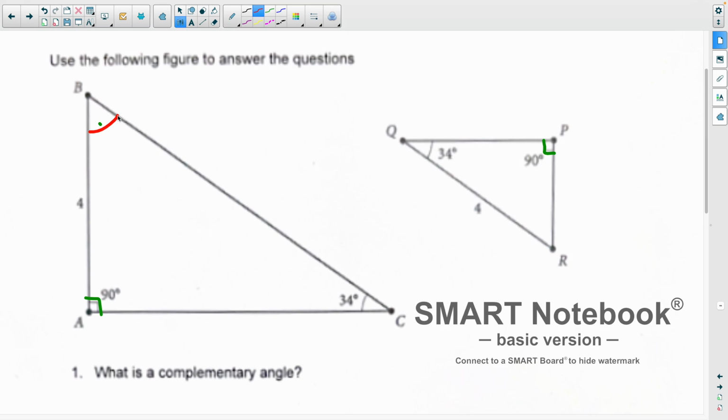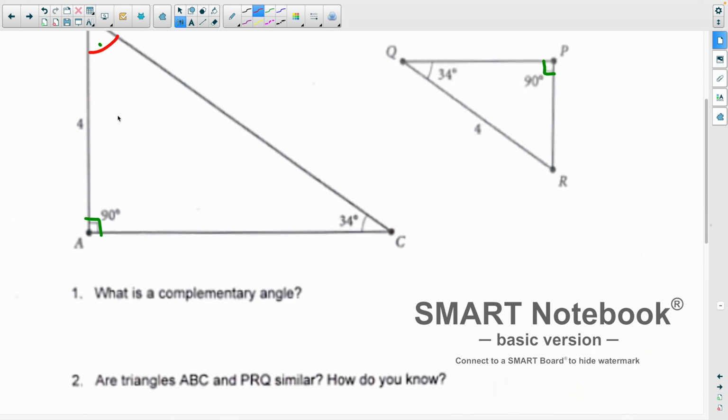Now, here's the other thing. If it's a right triangle, if that's 90, then what do the other two have to add up to be? 90. What do we call that if two angles add up to be 90? Complementary angles. All right. So if they add to 90, they are complementary angles. And so if I said 90 minus 34, then I could get 56. So I have that there.